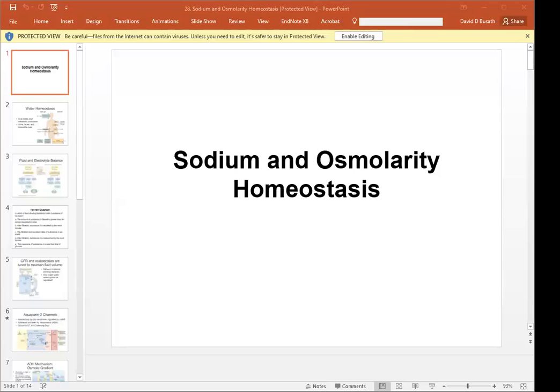The osmolarity largely depends on the sodium chloride concentration. Those are the most concentrated and impermeable of the salts. And so we're going to talk primarily about sodium osmolarity today.